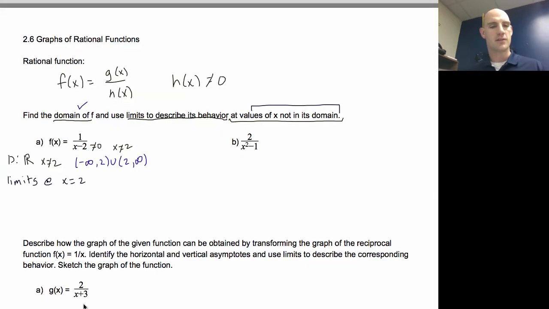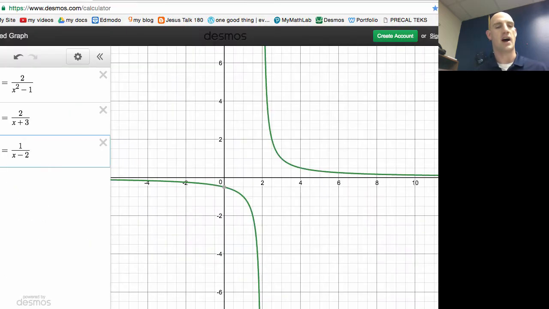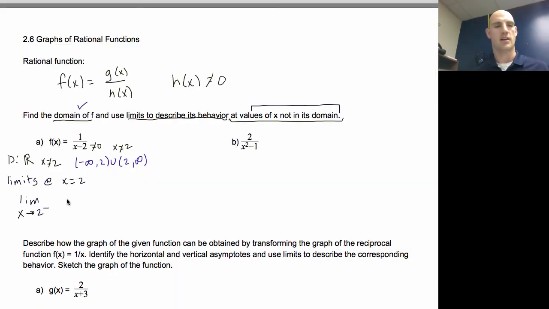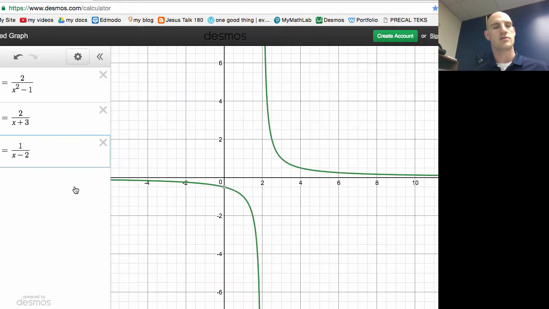But how do we say that? We say it in a two-part. The limit as x approaches 2 from the negative side. Check it out. So as it approaches 2 from the negative side, what is it doing? Where is it going? What's it doing as it approaches 2 from the negative side? Well, that would be f of x. So the limit as x approaches 2 from the negative side of f of x is negative infinity. So as it comes from this side, it's going to negative infinity.